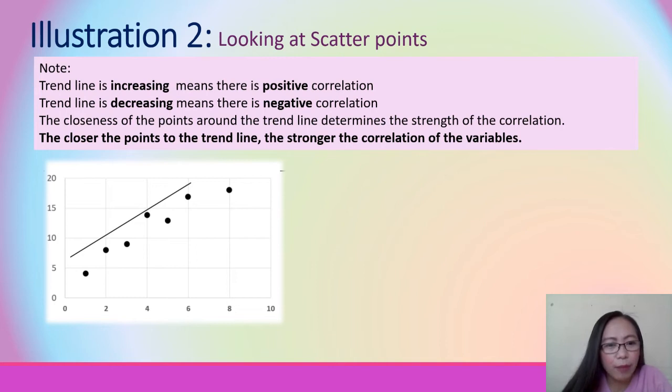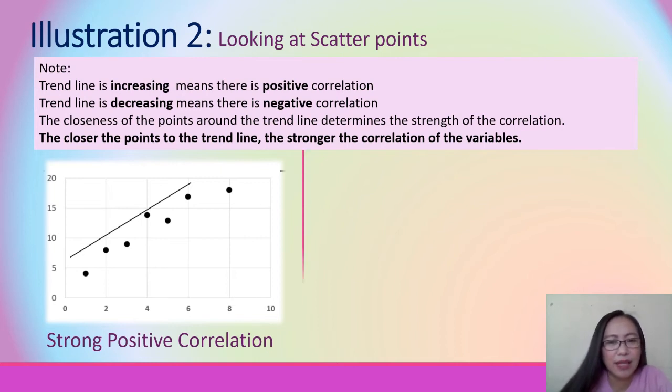Now, let's look at the points. Are they scattered? Malayo ba sila doon sa trend line or malapit lang? If you could notice, medyo malalapit lang naman sila. Unlike iba, sobrang malalayo. So, kapag sobrang malalayo, it's a weak correlation. Since this one, some are very close here. Malapit lang naman sila. So, we can say that this one is a strong positive correlation.